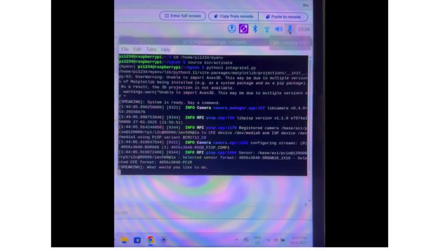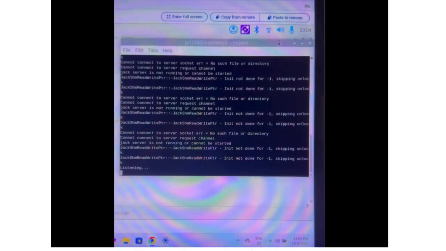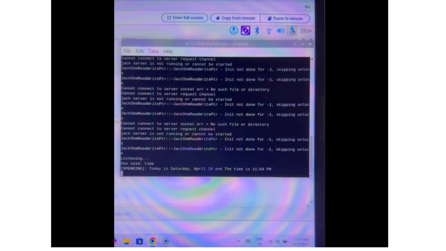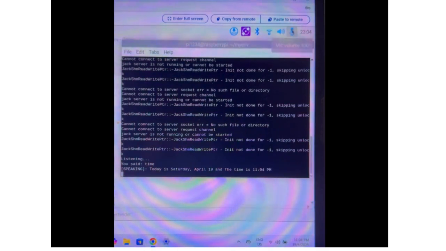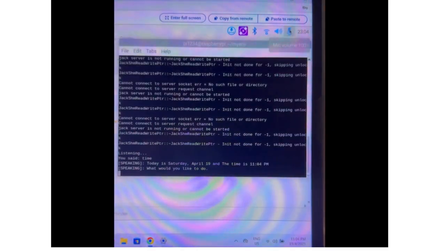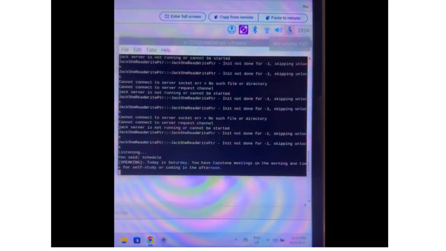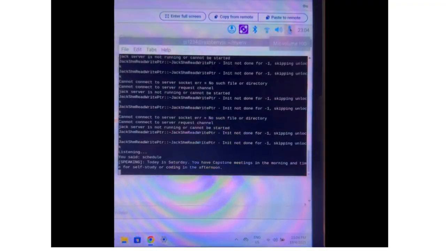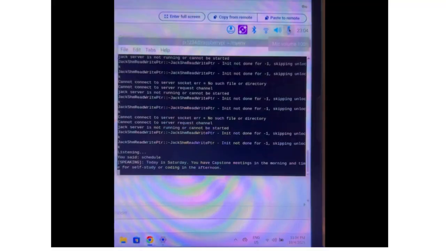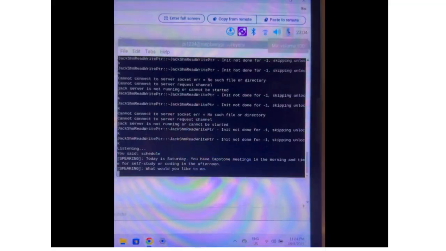What would you like to do? Time. Today is Saturday. Schedule. Today is Saturday. You have capstone meetings in the morning and time for self-study or coding in the afternoon. What would you like to do?